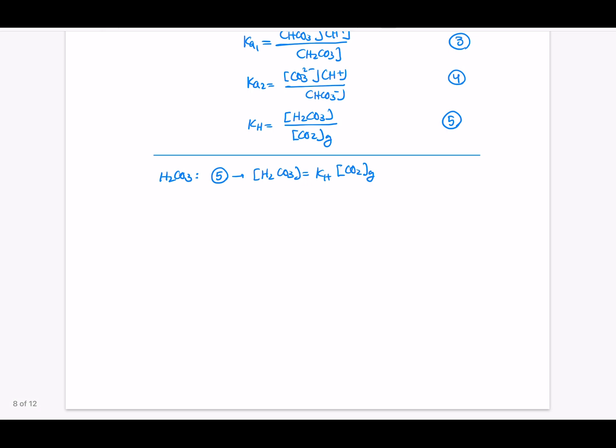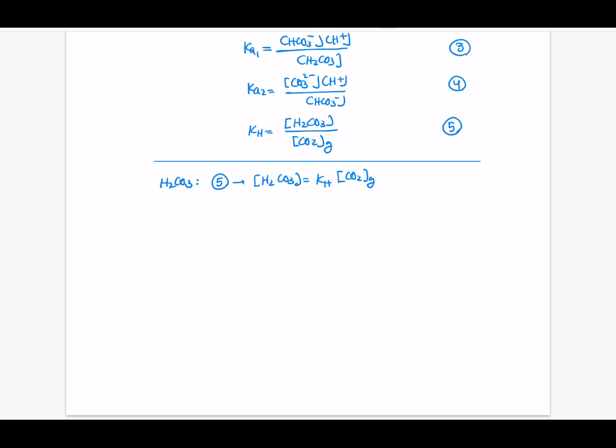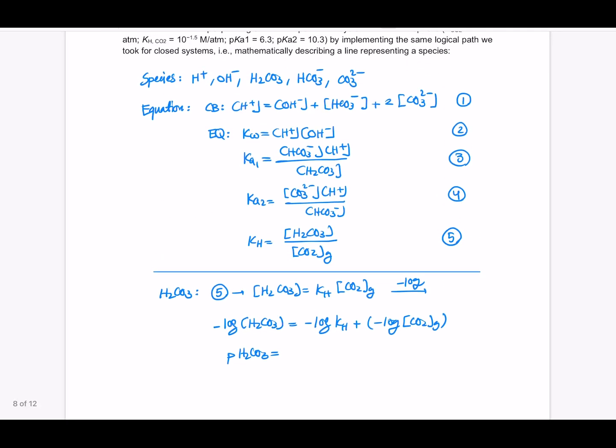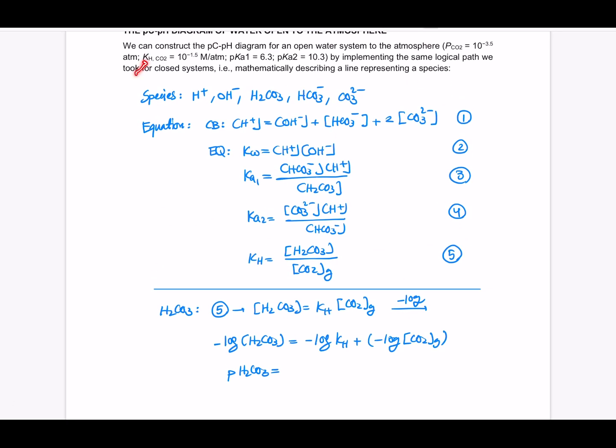So here, I just need to do minus log of each side. Then it would be minus log of H2CO3 equal to minus log of KH plus minus log of the CO2 concentration in the gas phase. So then this would be pH2CO3, equal to minus log of KH. KH is a constant, so this is the value. The log would be minus 1.5, so minus log would be 1.5.